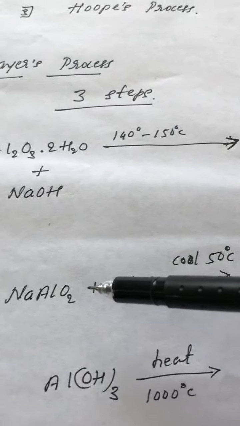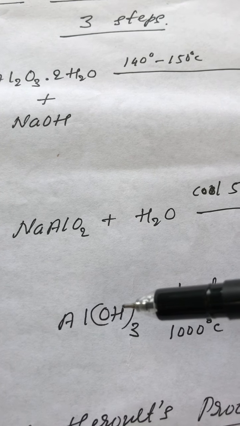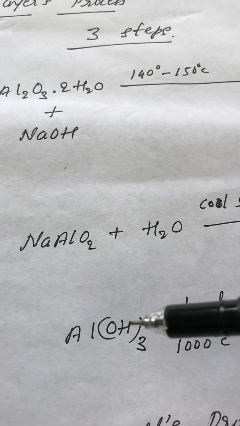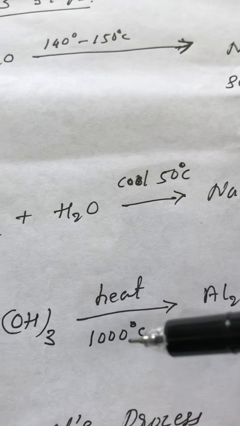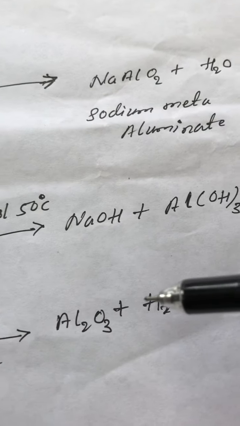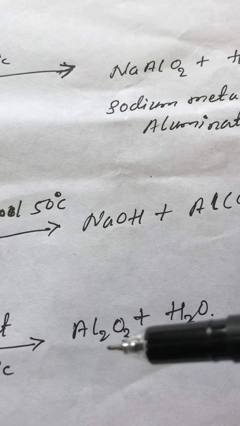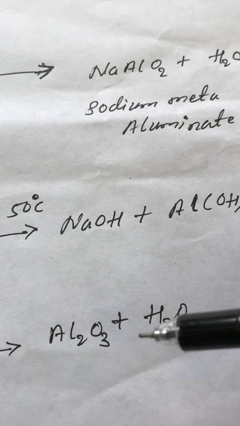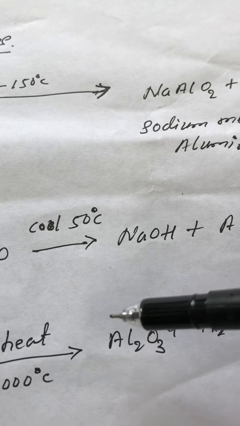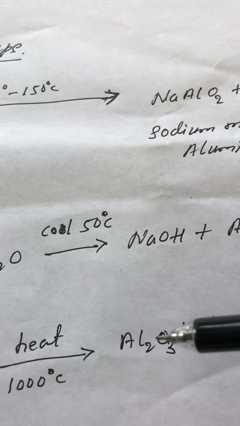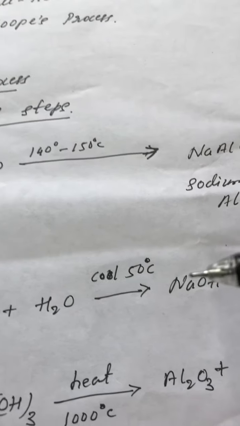I hope you understood. Now moving on to step number 3, aluminium hydroxide is filtered, washed, dried and ignited. Ignited means we are going to heat it to 1000 degrees Celsius. Then we get the product as alumina, or we can also call it aluminium oxide, with water. This is the last product of Bayer's process. Here we are not getting pure aluminium. To get pure aluminium, we have to move on to the next process.